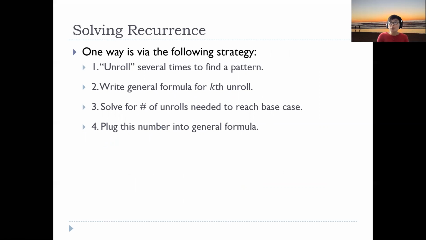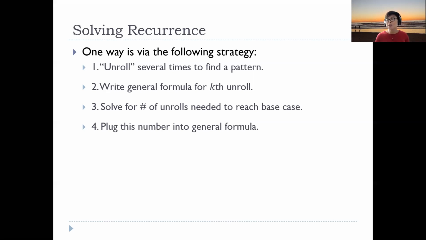Now, one way to solve this is the following strategy. Given this recurrence relation, you first unroll it a few times to see whether you can see any pattern. Once you see a pattern, you write out a general formula for the k-th unroll. Then you ask how many times you have to keep unrolling until you reach the termination case, the base case. Once you reach the base case, you don't have to unroll anymore, since there's no recursive call. So you solve for the number of unrolls needed, and then you plug in that number to get the general formula.